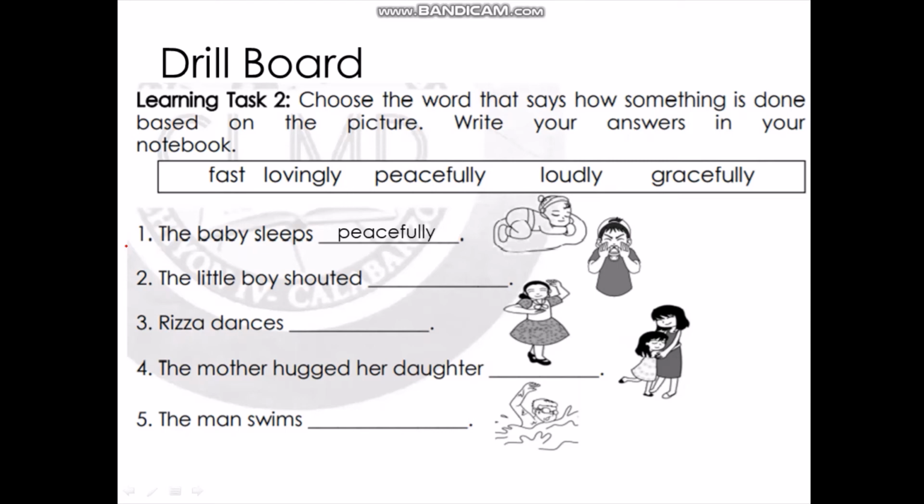Times up, boards up. The correct answer is loudly. So now for number 3, Riza dances blank. Fast, lovingly, peacefully, loudly, gracefully.